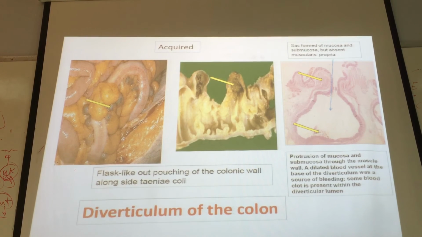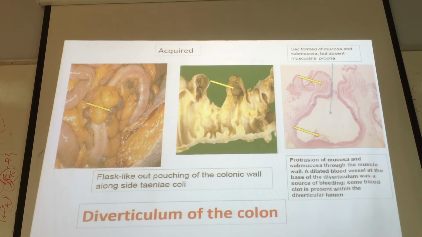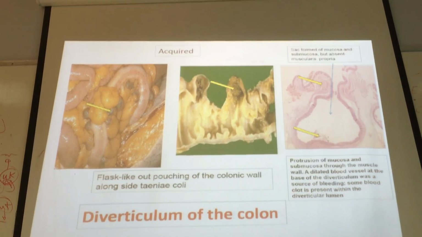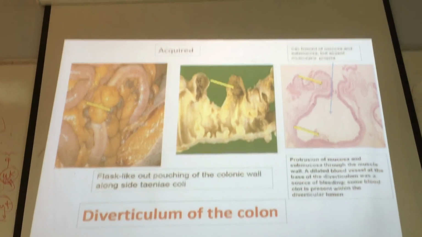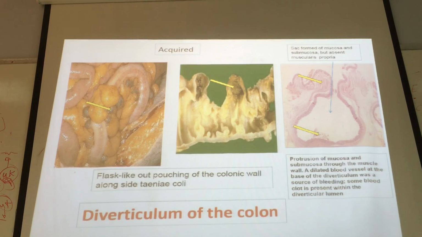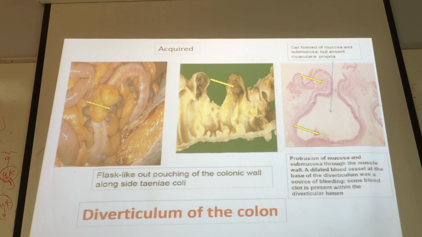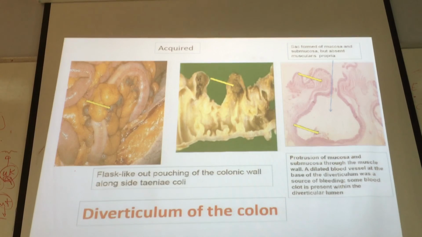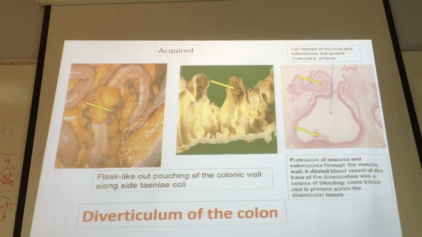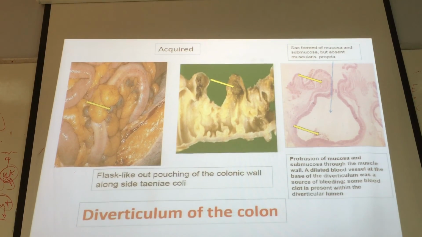You can say it like this. This is a sac of mucosa and submucosa, but the muscularis propria will be absent. So this is the difference from Meckel's. There you will find all the 3 layers, but here you will not find the muscularis propria. So finished. Good.